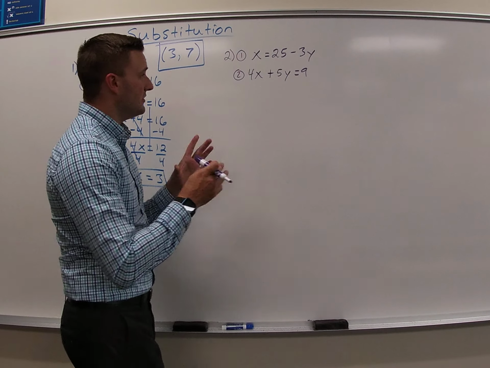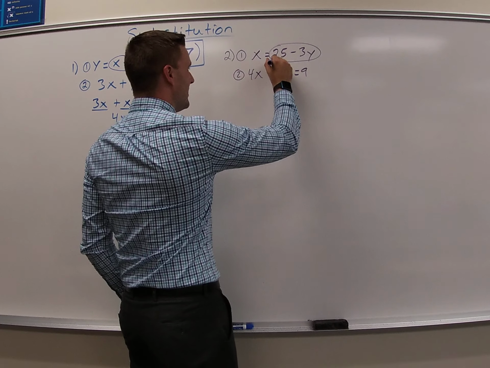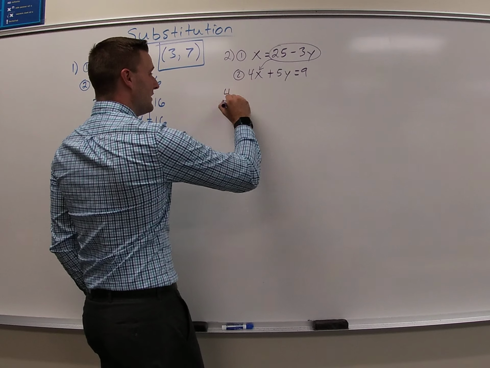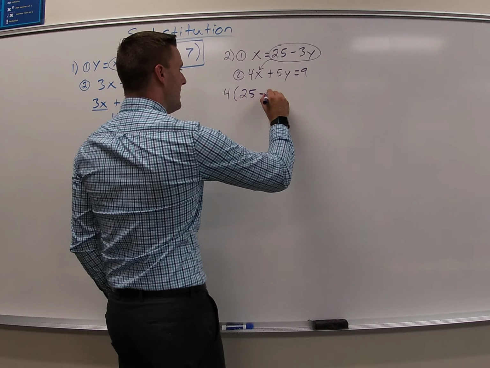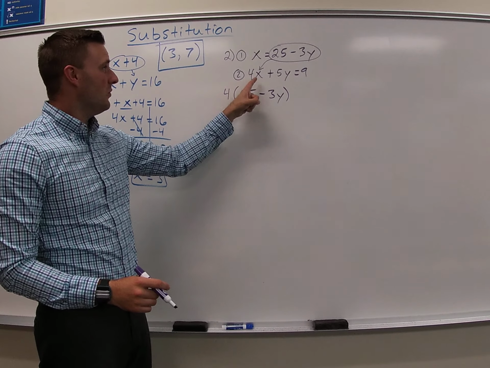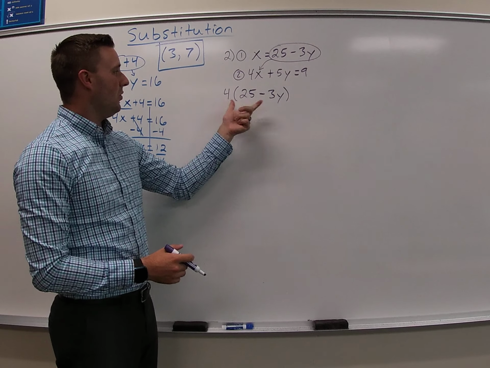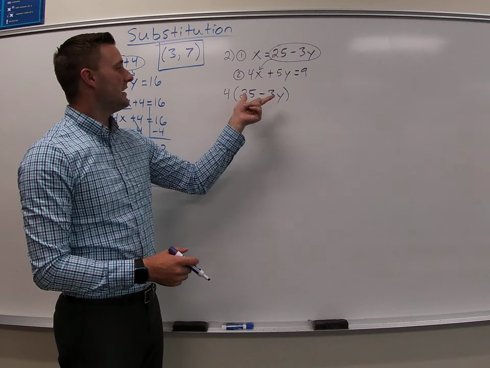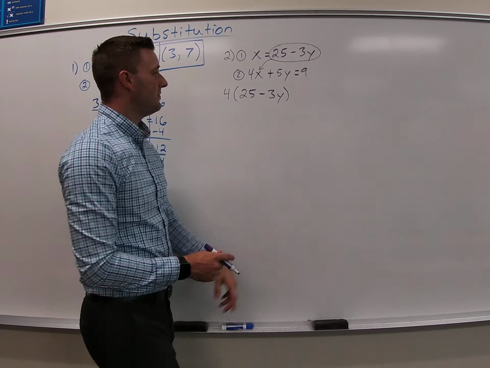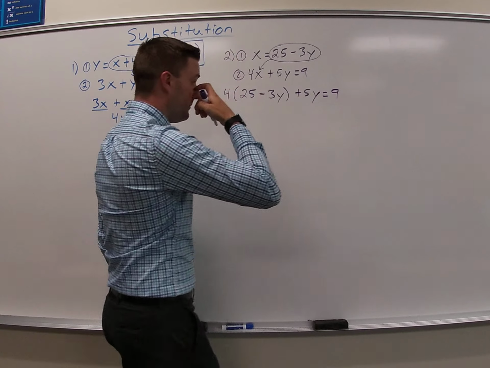So in our case, we're going to replace everywhere I have an x with this entire 25 minus 3y. So instead of 4 times x, I'm going to say 4 times 25 minus 3y, because x is the same as this. Now that's just this little part right here. We still have the plus 5y on the outside, so plus 5y equals 9.